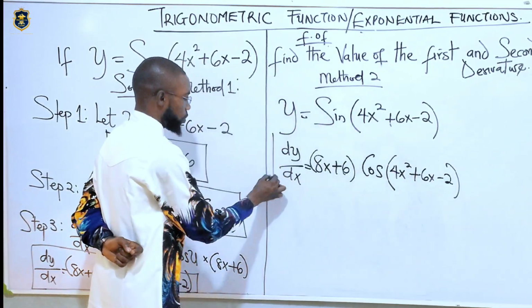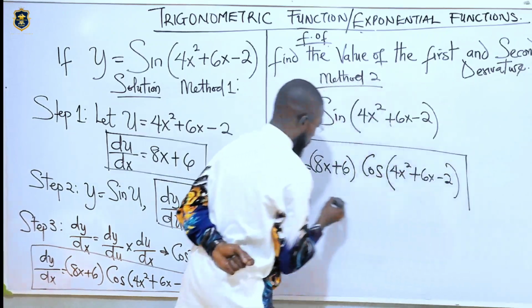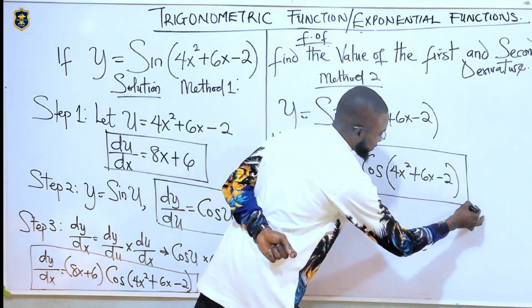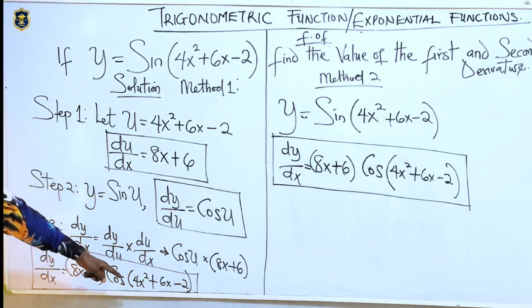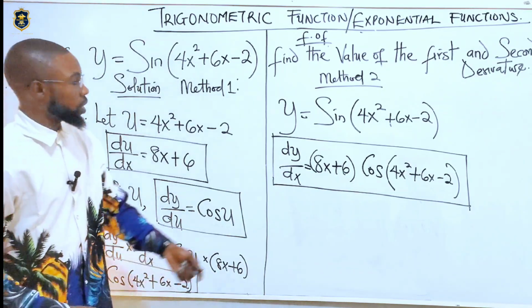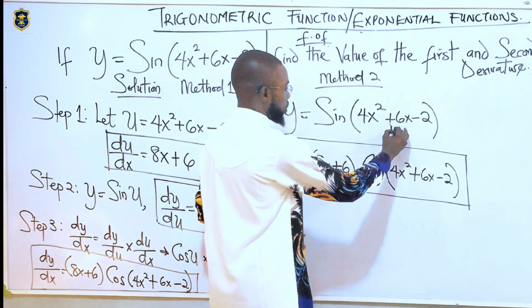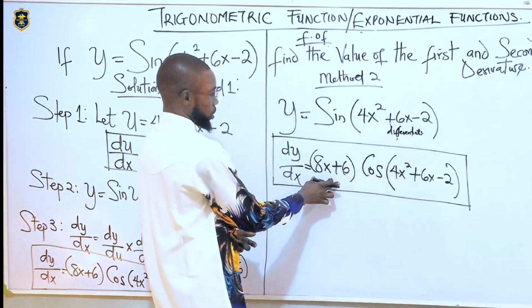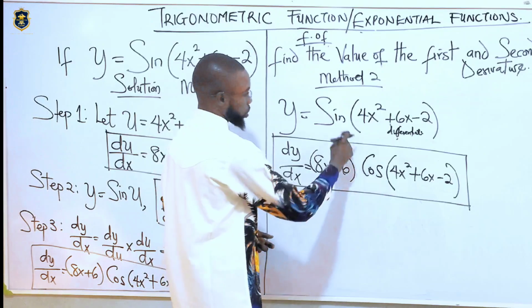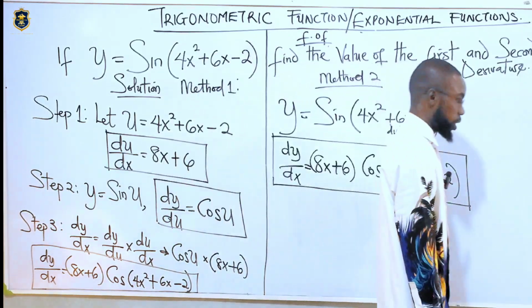That's the simplest step. If you check and relate them, you see that they are the same thing. Yes, they're the same thing. So look at this: you have 8x plus 6 times cos of 4x squared plus 6x minus 2. First things first, differentiate the inner function. Having differentiated it, you differentiate the sine, which is cos, and replace what you have there. That's the easiest way of doing that.